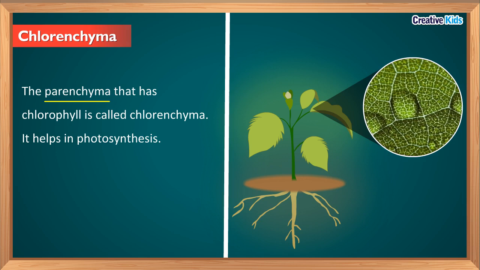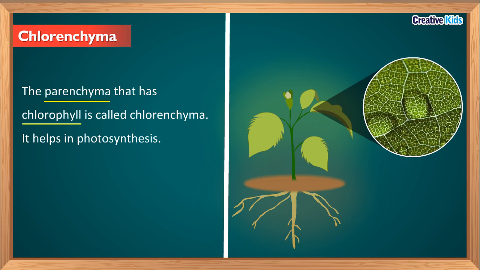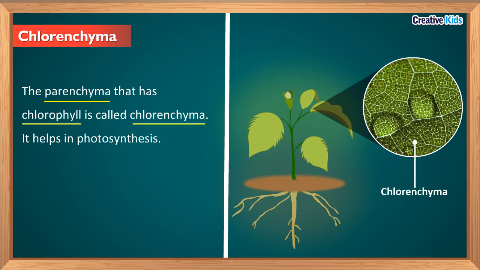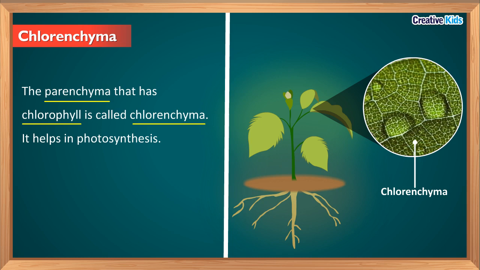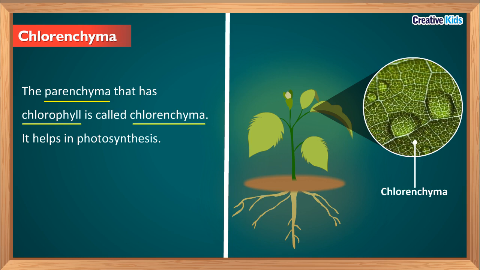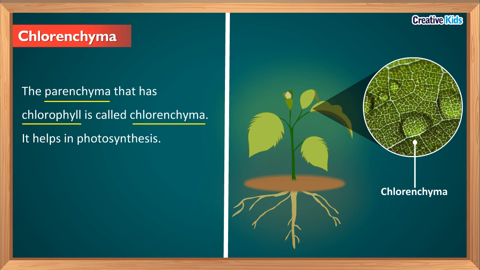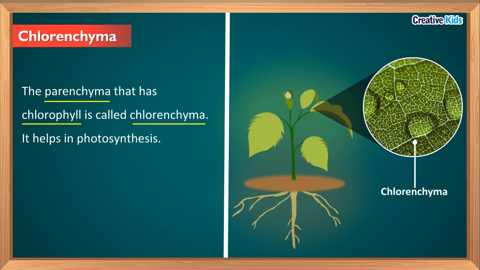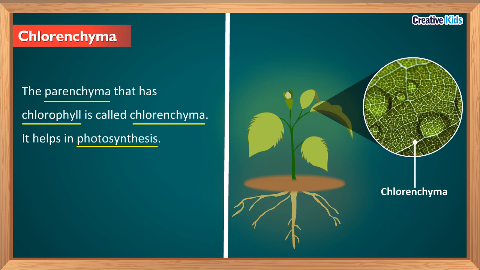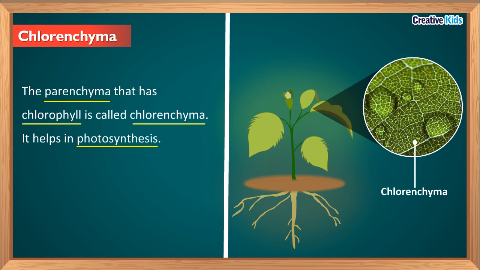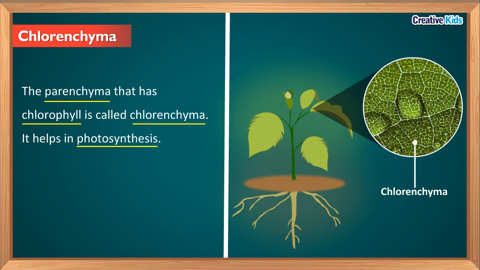There are some parenchyma tissues in which the cells have chlorophyll. Such parenchyma tissue is called chlorenchyma. You very well know about chlorophyll. What is chlorophyll? Chlorophyll is the green pigment found in plants. It absorbs sunlight to make food by the process of photosynthesis. Right. So, chlorenchyma helps in photosynthesis. The parenchyma that has chlorophyll is called chlorenchyma.